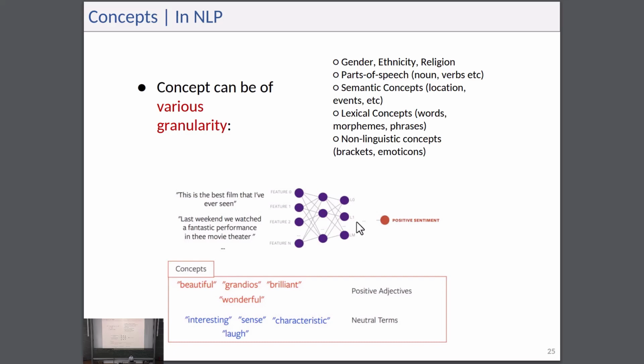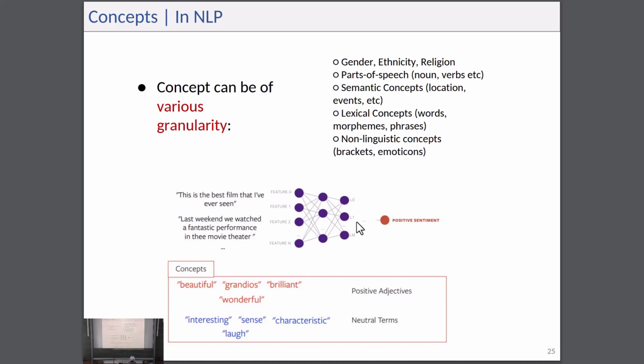They either reflect something like gender, ethnicity, religion, parts of speech, so linguistic stuff, semantic concepts like space and time, lexical concepts, or even maybe what I call non-linguistic concepts, so maybe things that we put in text but do not have a semantical meaning per se most of the time, like brackets, emoticons, and so on.